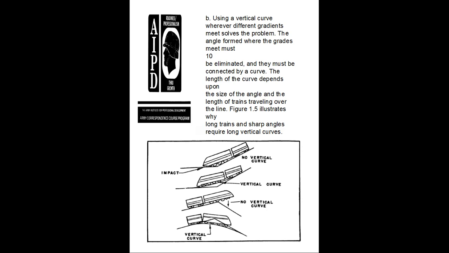The problem is solved by using vertical curves where different gradients meet. The angles formed where the grades meet must be eliminated. They must be connected by a curve. The length of the curve depends upon the size of the angle and the length of the trains traveling over the line. Figure 1.5 illustrates why long trains and sharp angles require long vertical curves.